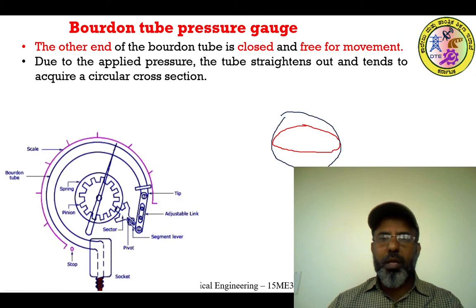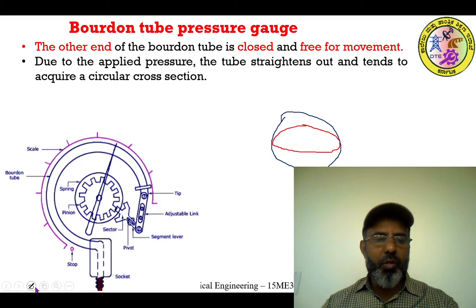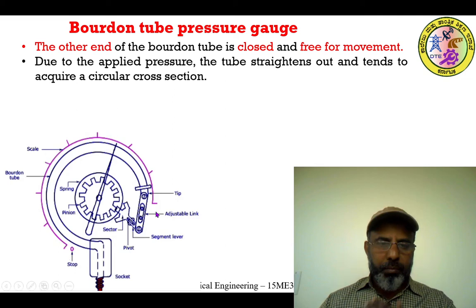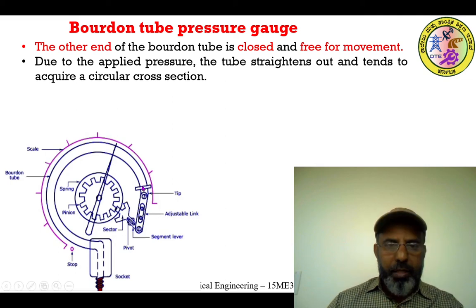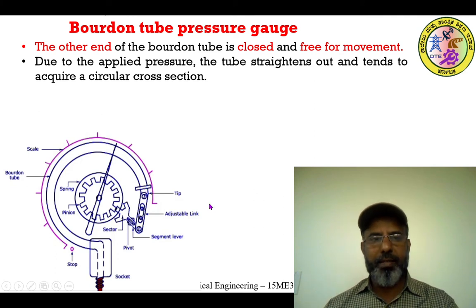This elliptical shape is going to become a circular shape, and also the circular arc which is bent is going to straighten. Straighten means this is going to get extended. We are going to see it in the next picture slides.